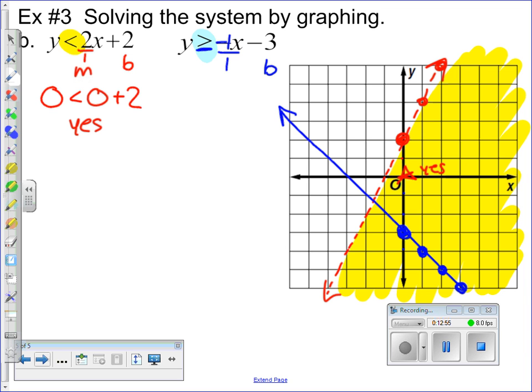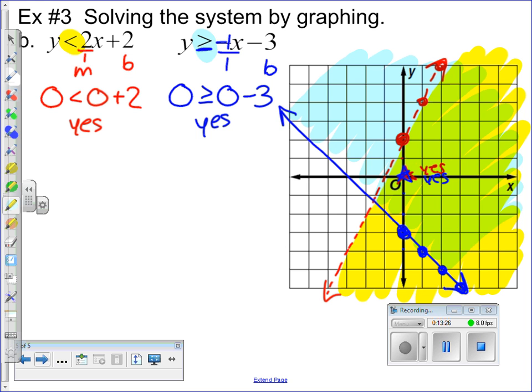So in this graph, I have one solid and one dotted line. One final step and I'm done. Check 0, 0. 0 is greater than or equal to 0 minus 3. Is 0 bigger than 0 minus 3? Yes, it is. So this time I want to shade once again over top of the star. So lightly shade up and to the right.